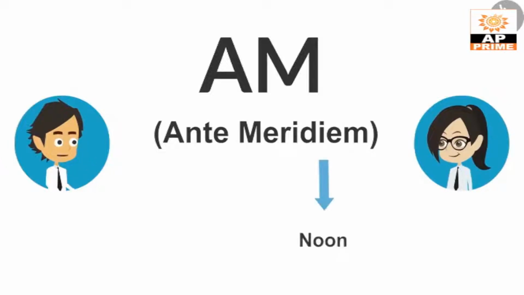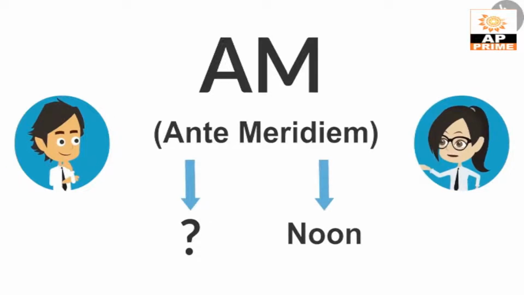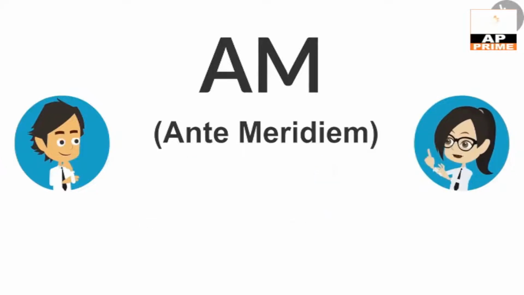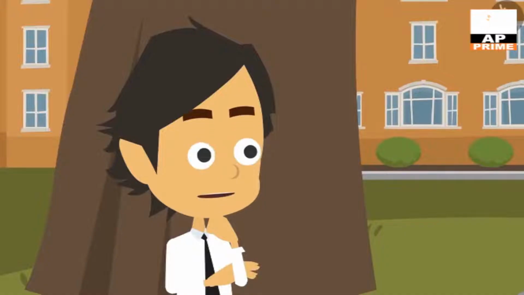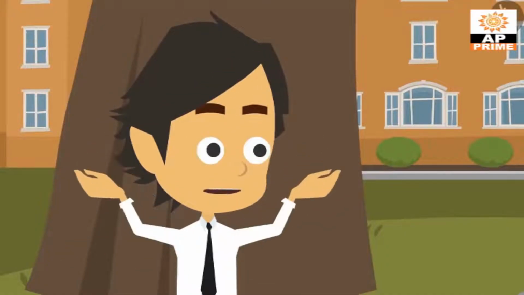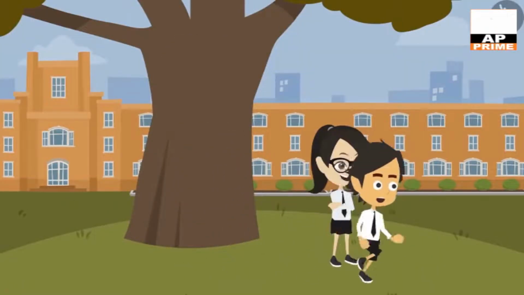Now I know meridiem means noon. But what does ante mean? Ante is a Latin word which means before. So AM means before noon. Now I understand and I'll never forget. But the best part is that I can go for the engagement now.